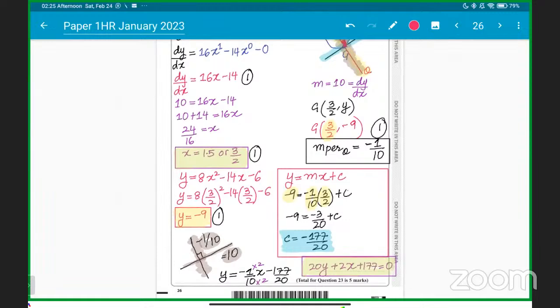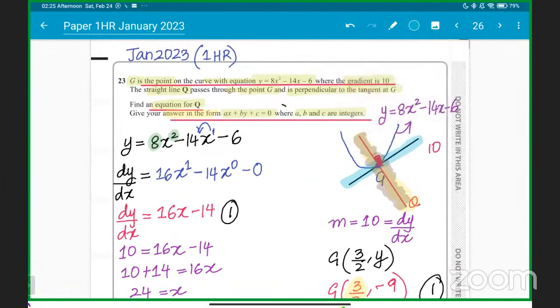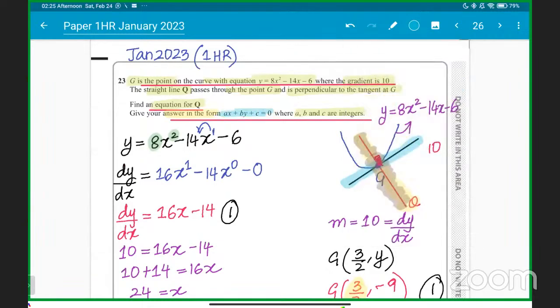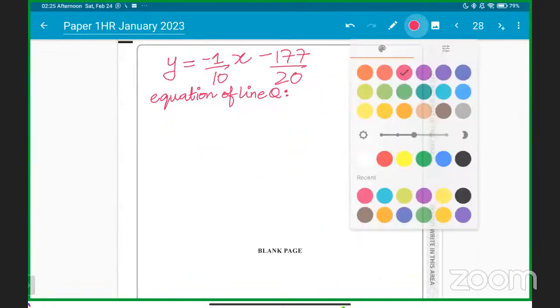y equals to minus 1. Now, we can't leave the answer in this form. Why? Because we will lose marks, as they're asking us to give the answer in the form of ax plus by plus c, where a, b, and c are integers. Although our answer is correct, it will not work out. Following that?